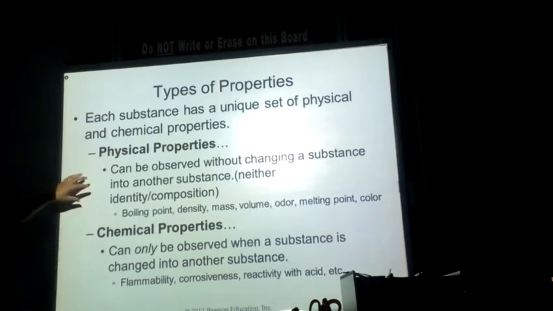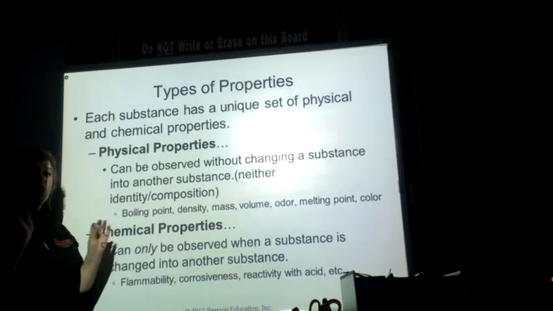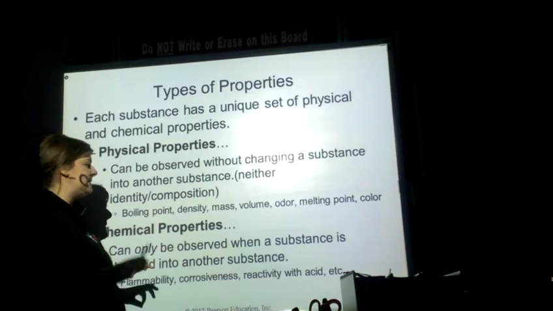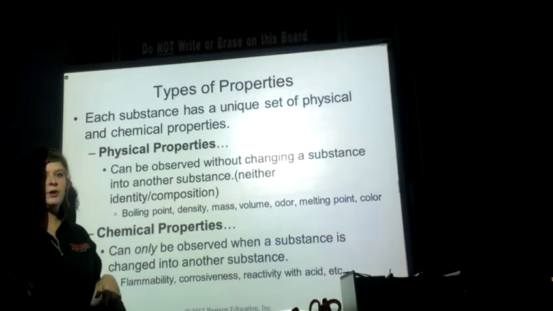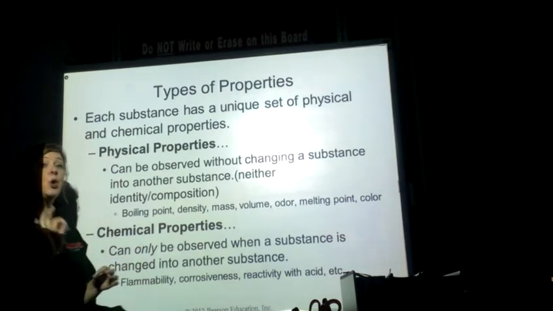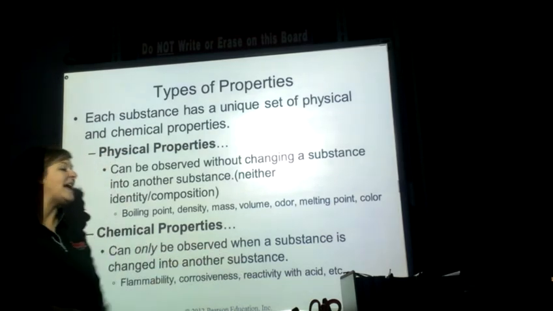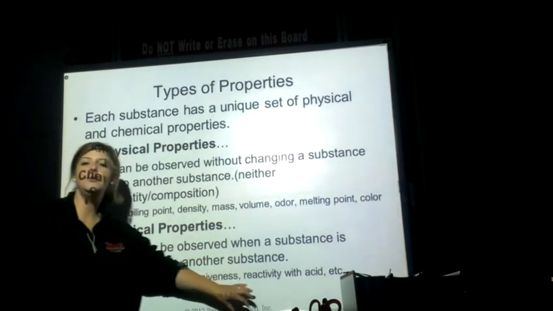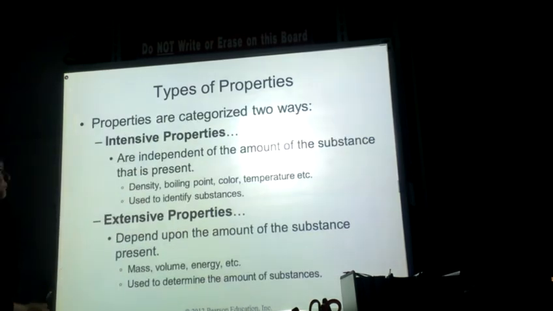All of these things can be observed without changing a substance into another substance. So chemical composition must remain intact. Chemical properties can only be observed when a substance is changed from one substance to another. So I'm actually having some type of chemical reaction that has to take place, like flammability, corrosiveness, reactivity with acid. Anytime you see that keyword reactivity, that's going to give you a big hint it's a chemical property.